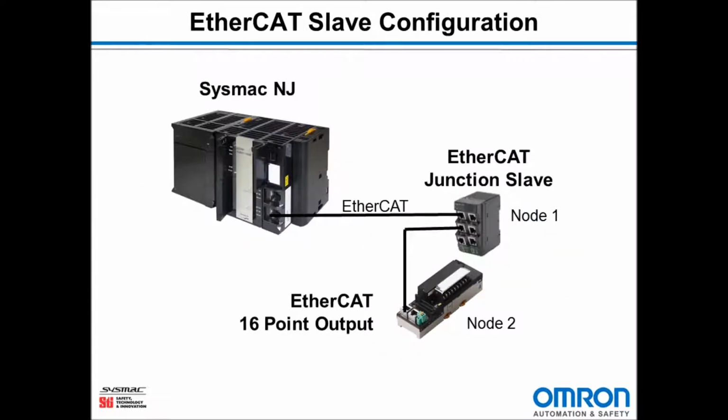The configuration that we will set up has the Sysmac NJ master and two EtherCAT slaves. The junction slave will be set to node 1 and the 16-point output will be set to node 2.